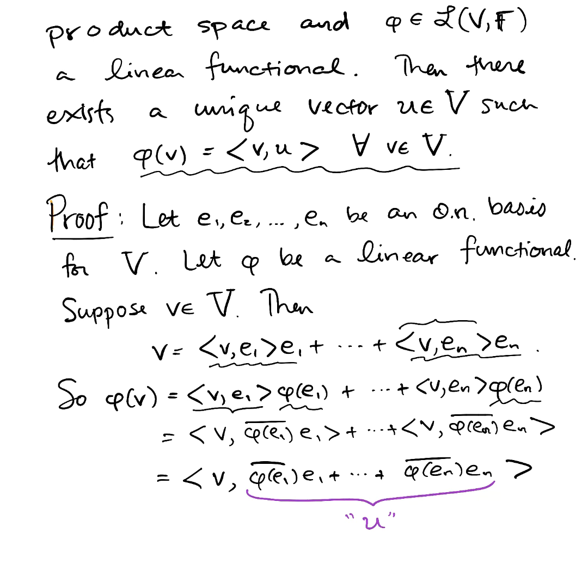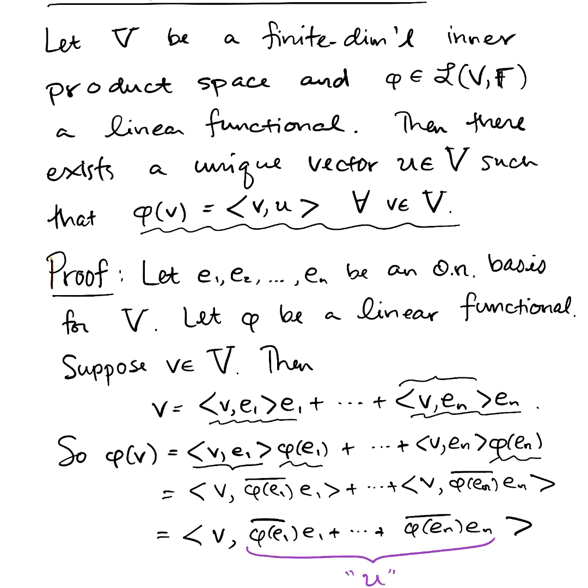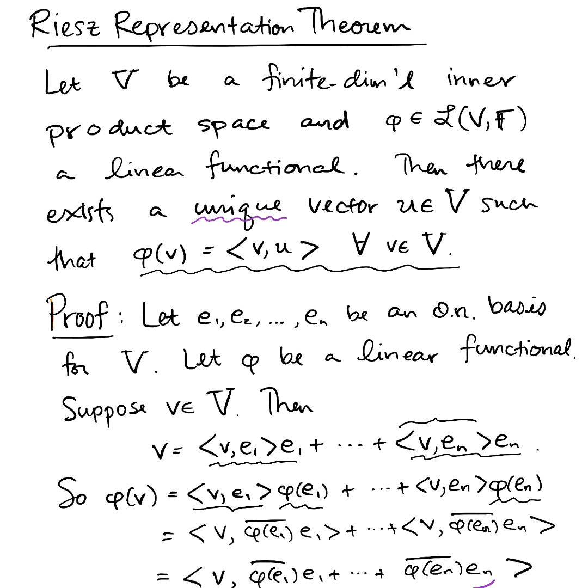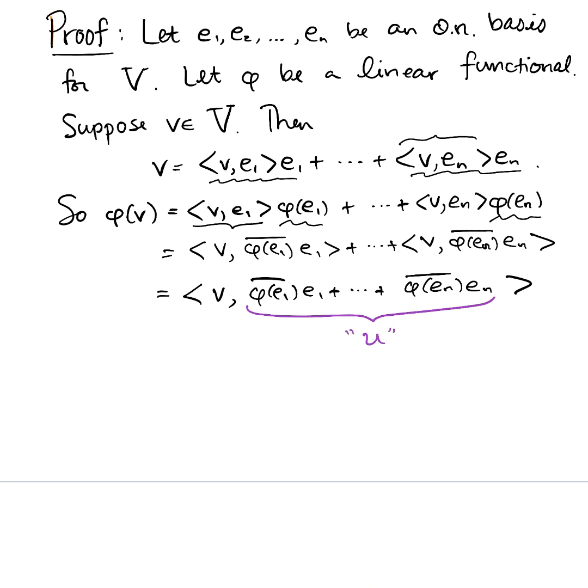So not only have we shown there is a U, we even know what it is. It's that combination of E1 through En. Just do phi to each of them, conjugate, and use those as coefficients in a linear combination of E1 through En. Now, there is one additional piece. Supposedly, that's the only vector that can do this trick. So we have to argue uniqueness, but that's super straightforward. Doesn't have anything to do with orthonormality or anything like that.